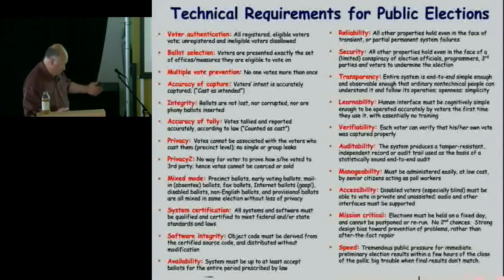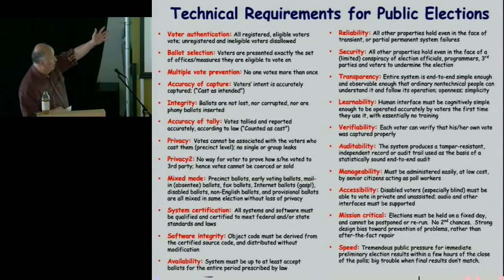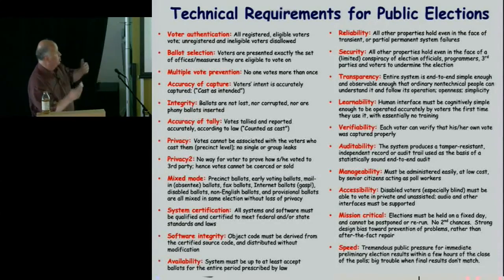Availability, the voting system must be up for at least all of election day and any other time that is required by law. Reliability, all these properties the voting system should have, even in the face of partial failures of the voting system. Security, it should have all these other properties, even in the face of at least a certain amount of deliberate conspiracy of election officials, programmers, or others to undermine the election. Now, obviously, it's not going to be possible if there's a large conspiracy involved, but at least, you know, single points of failure of insecurity you want it to not have.